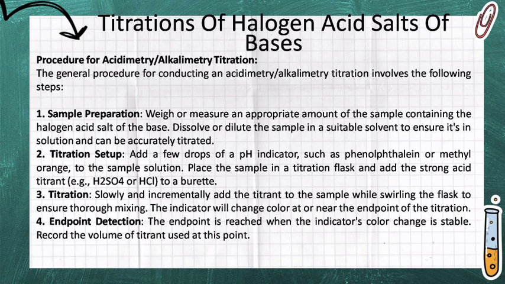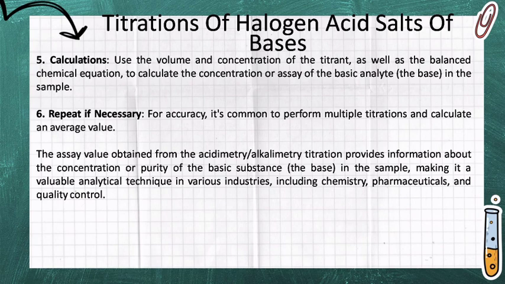burette. Third, titration. Slowly and incrementally add the titrant to the sample while swirling the flask to ensure thorough mixing. The indicator will change color at or near the endpoint of the titration. Fourth, endpoint detection. The endpoint is reached when the indicator's color change is stable. Record the volume of titrant used at this point. Fifth, calculations. Use the volume and concentration of the titrant, as well as the balanced chemical equation, to calculate the concentration or assay of the basic analyte, the base, in the sample.